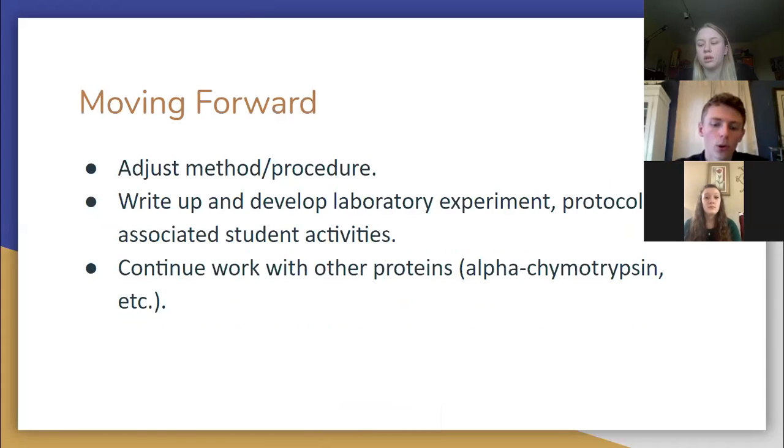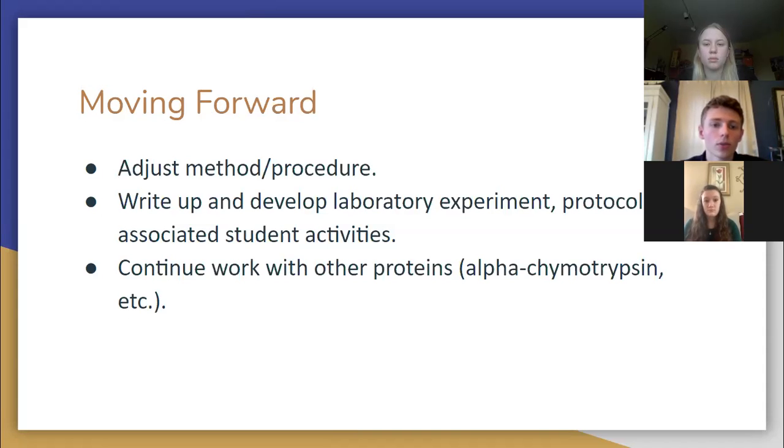Okay, so moving forward, this was my last semester with research, but I think this experiment and research is going to be moving far past me and with other students, great students just like this. So to move forward in this research, I think adjusting the method and procedure is needed to help more illustrate the separation of denatured and native forms of lysozyme, as well as other proteins like alpha-chymotrypsin or trypsin inhibitor.